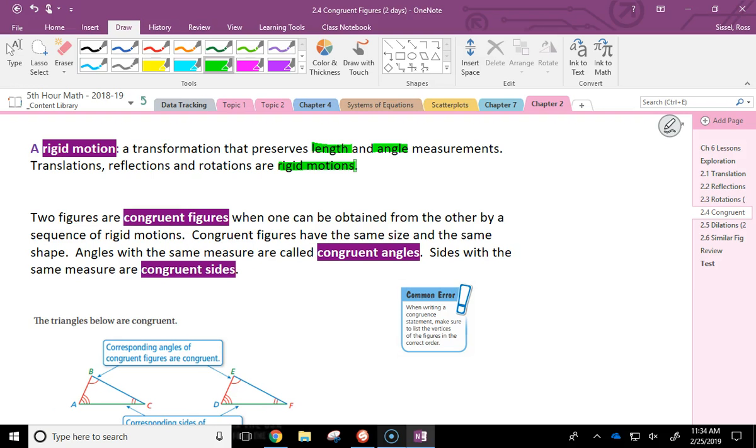So, the second part we're still putting in says, two figures are congruent figures when one can be obtained from the other by a sequence of rigid motions. Congruent figures have the same size and shape. Angles with the same measurement are called congruent angles, and sides with the same measurement are congruent sides.